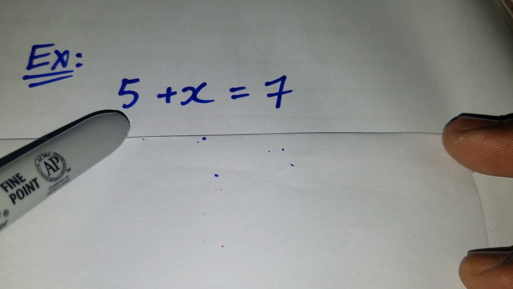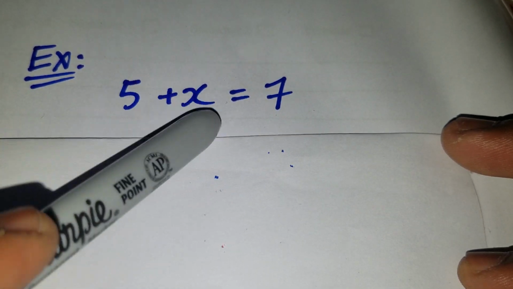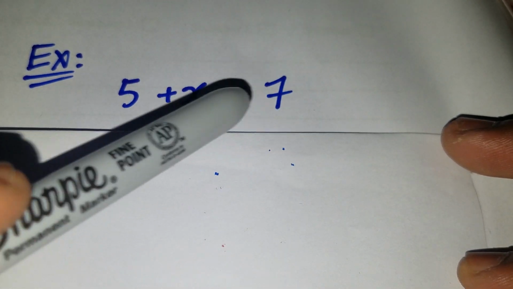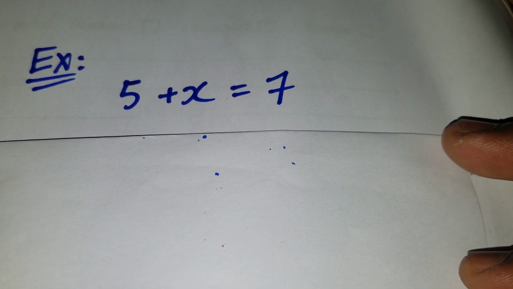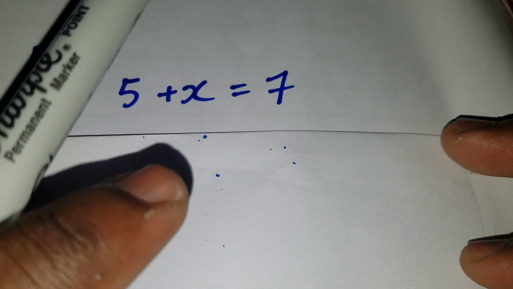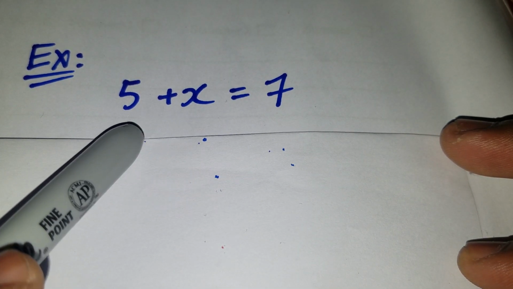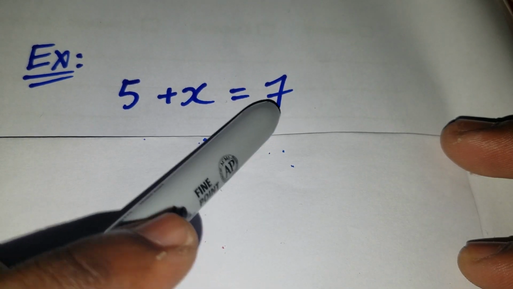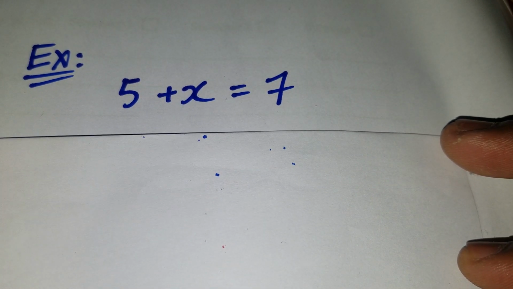So if we add 2, for example, to the left side, we have to add 2 to the right side as well in order to keep that balance, because once more, an equation is like a scale. It has to keep balance. Same thing for multiplication, same thing for division. If we divide the entire 5 plus x by 2, we have to divide the 7 by 2 as well, just to keep the balance.